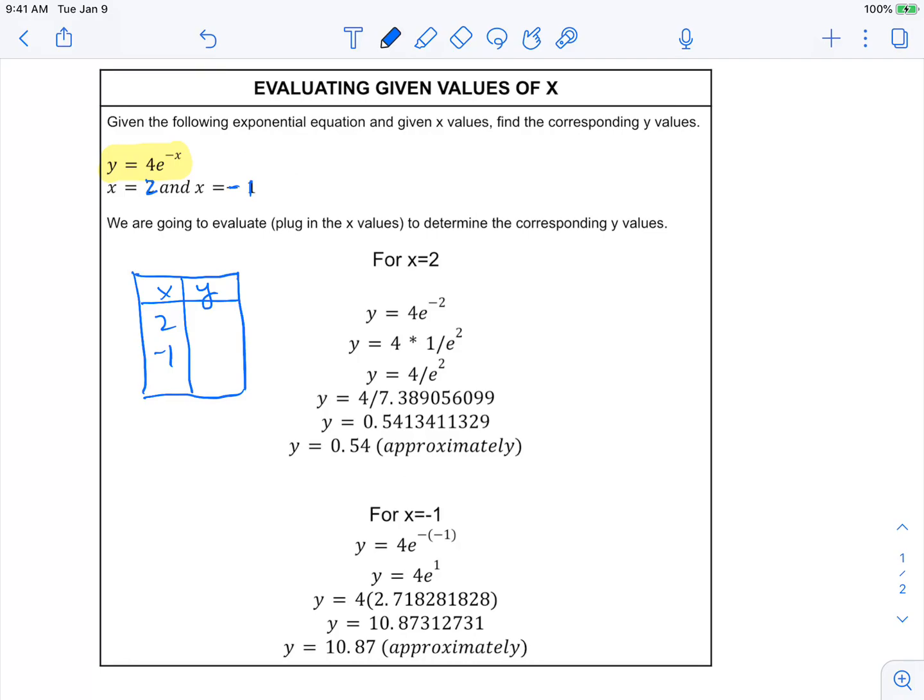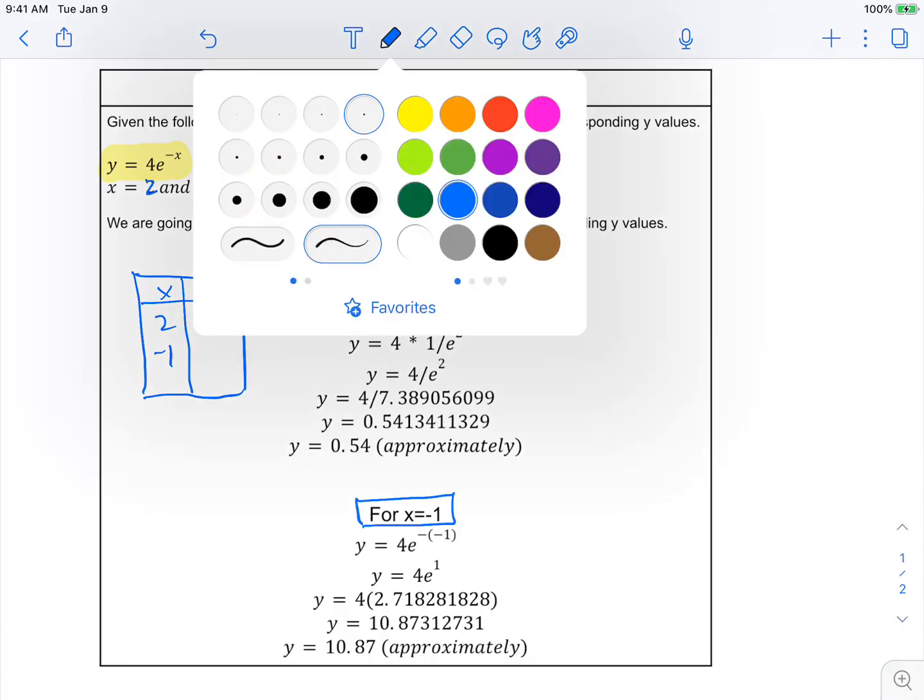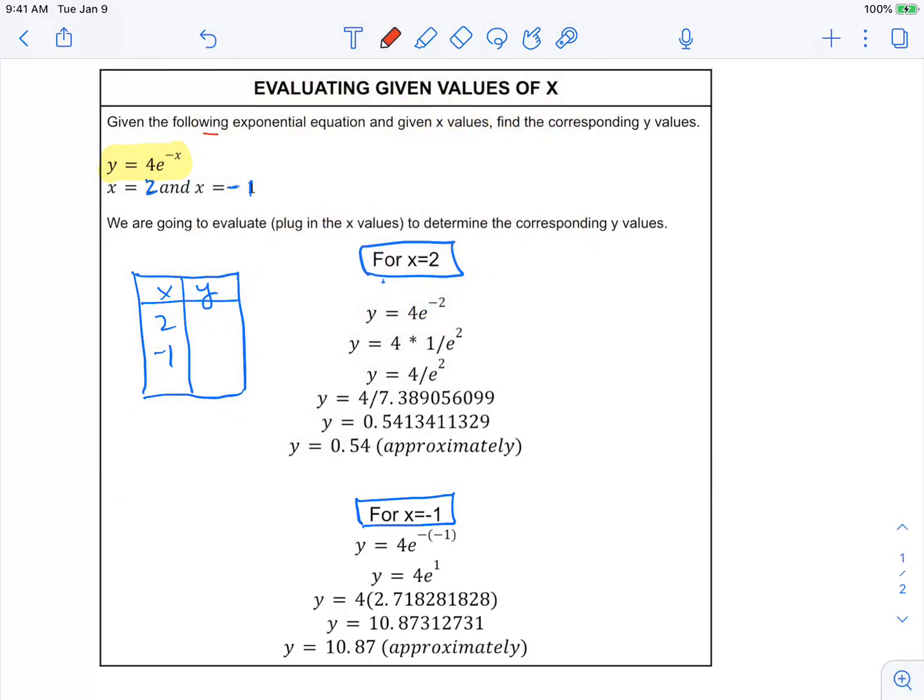We're going to go through and do it in two spaces. We're going to do it for x equals 2, and then we'll do it again for x equals -1. And we'll go through the process. When I'm looking at this equation that I have, I'm only plugging in for this x. Now, there's a negative in front of it, and I'm going to have to keep track of that, but the only thing I'm plugging in is just for that x.